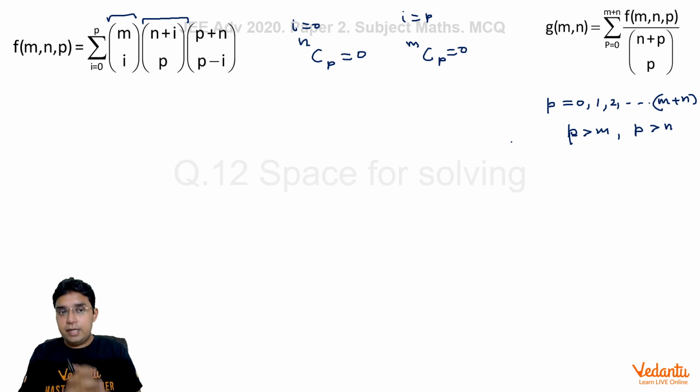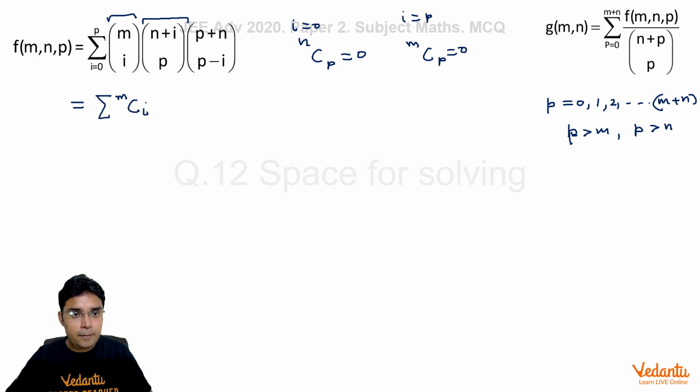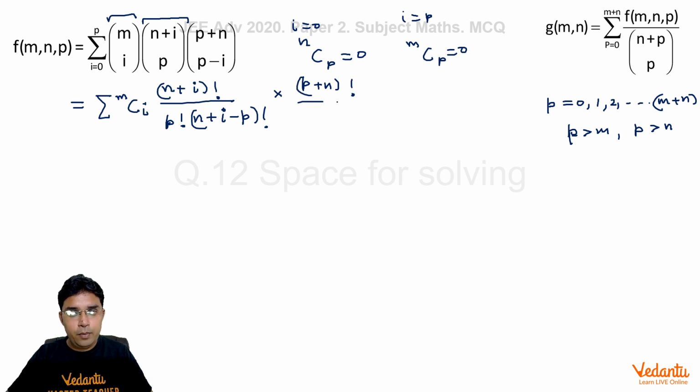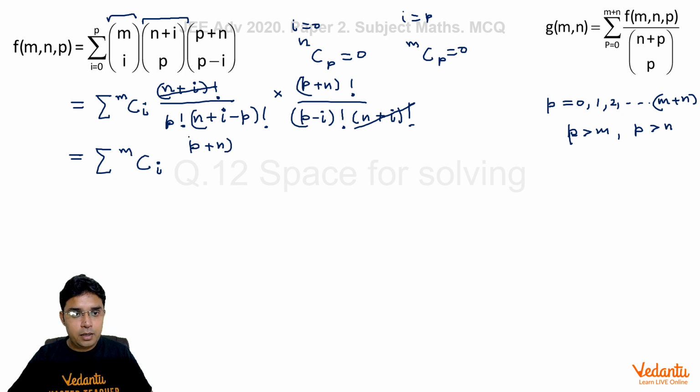To understand the impact of that, let us simplify it and I'll tell you how we can get this expression very easily. This will be equal to sigma of mCi. I am now expanding them, (n plus i) factorial upon p factorial into (n plus i minus p) factorial, into another one would be (p plus n) factorial upon (p minus i) factorial into (n plus i) factorial. So this (n plus i) factorial will get cancelled. So here I can write sigma mCi into (p plus n) factorial upon p factorial into n factorial.